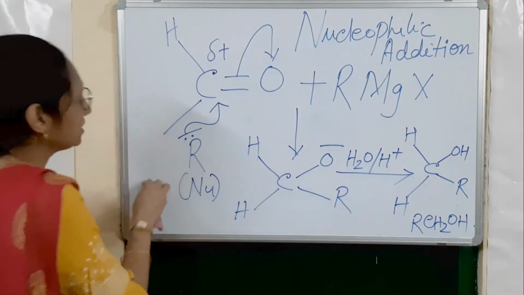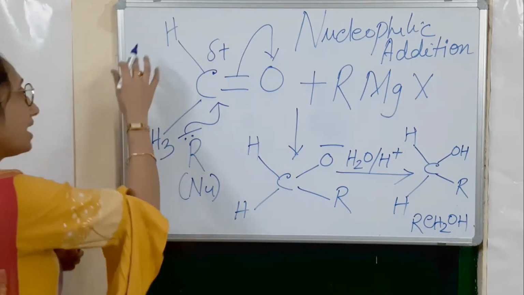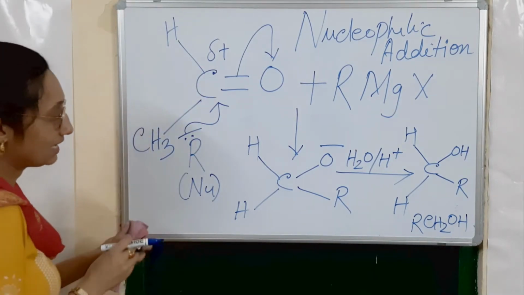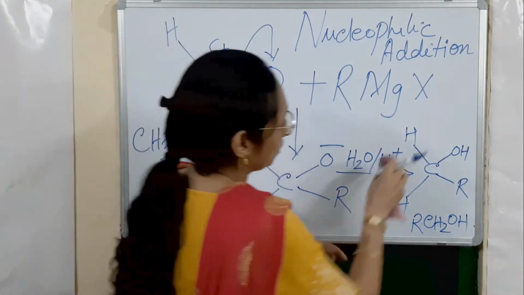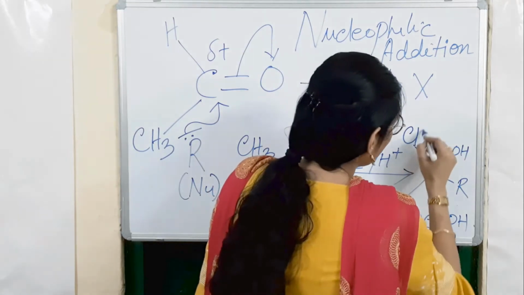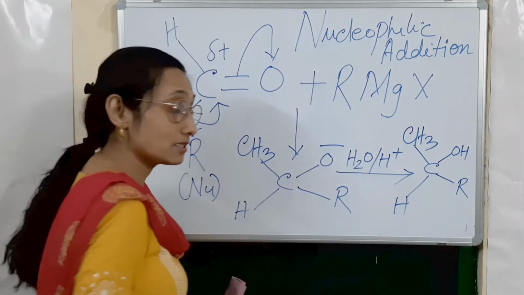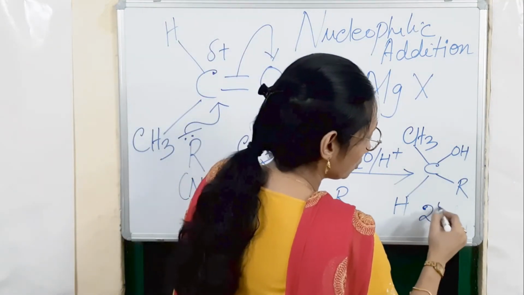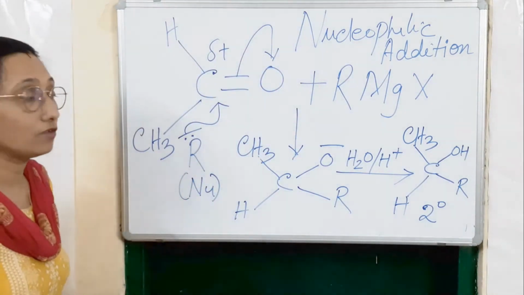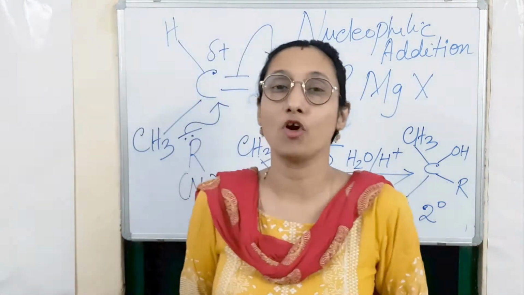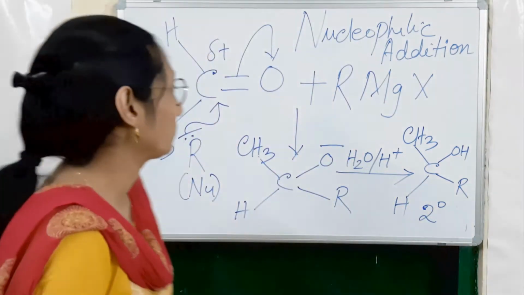Now, instead of formaldehyde, if I change this to acetaldehyde, that means any aldehyde other than formaldehyde, then this will become CH3. This will also be CH3. So, what type of alcohol is this? This is a secondary alcohol or 2-degree alcohol. So, Grignard reagent with any aldehyde other than formaldehyde will always yield a secondary alcohol.